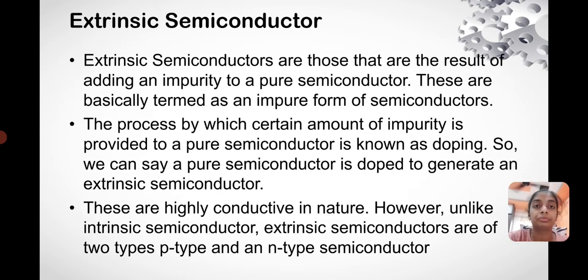Extrinsic semiconductor. Extrinsic semiconductors are those that are the result of adding an impurity to a pure semiconductor. These are basically termed as an impure form of semiconductors. The process by which a certain amount of impurity is provided to a pure semiconductor is known as doping. So we can say a pure semiconductor is doped to generate an extrinsic semiconductor. These are highly conductive in nature. However, unlike intrinsic semiconductors, extrinsic semiconductors are of two types, P-type and N-type semiconductors.